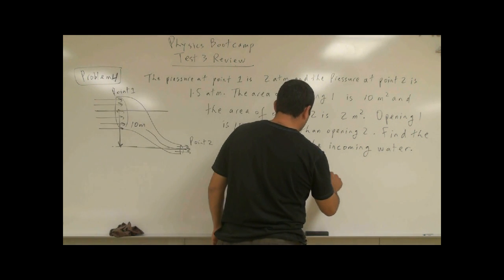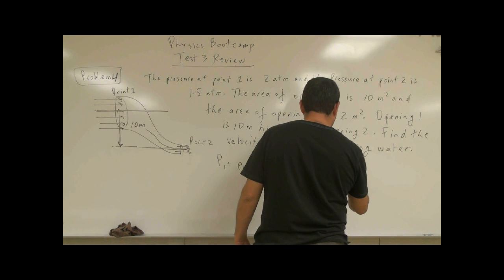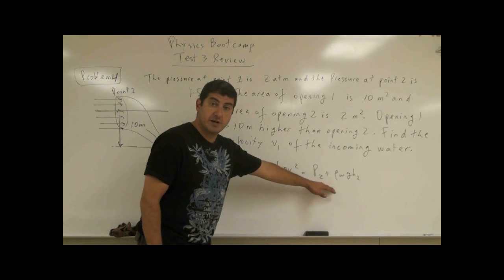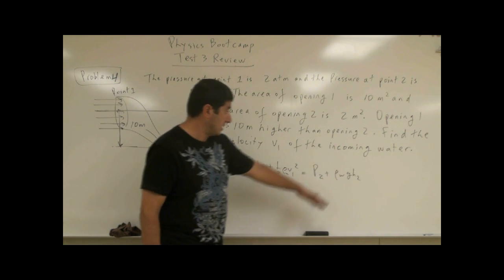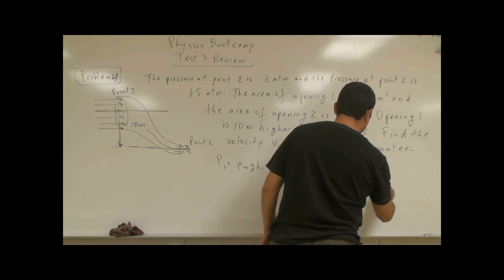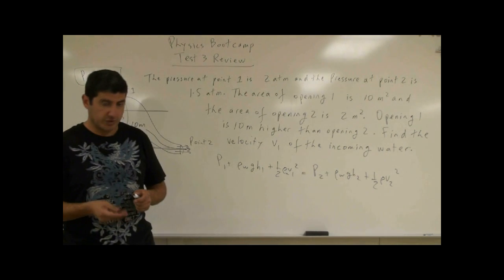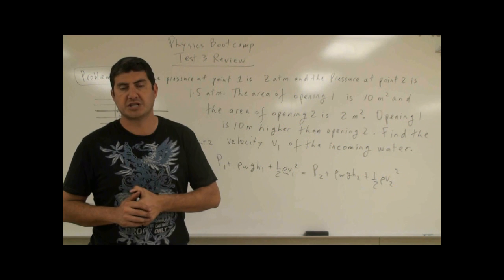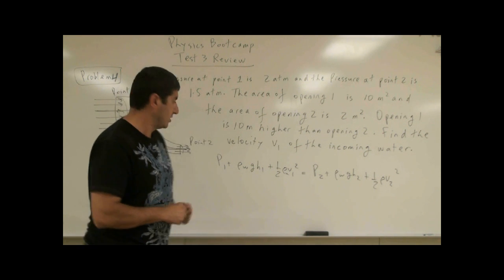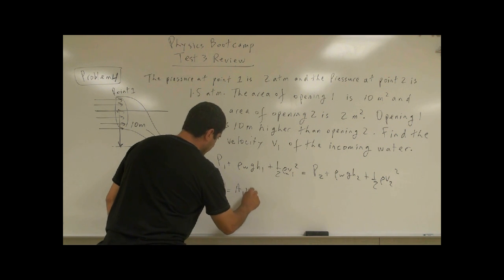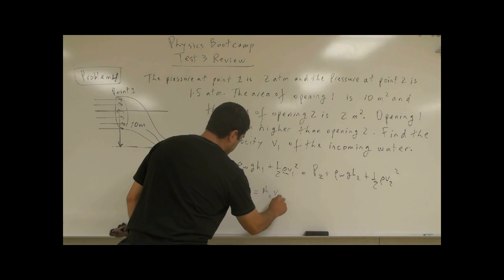That must be equal to P2 plus the density of water times g times h2. So it must be equal to the forces on the water at point 2 plus the potential energy of the water at point 2 plus half rho v2 squared. The other equation we have to use is that we believe water is a good example of an incompressible fluid. So the volume flow rate, Q, which is A1V1, must equal A2V2.